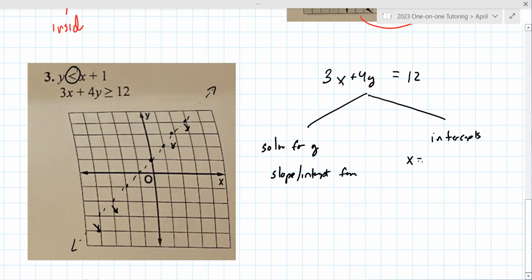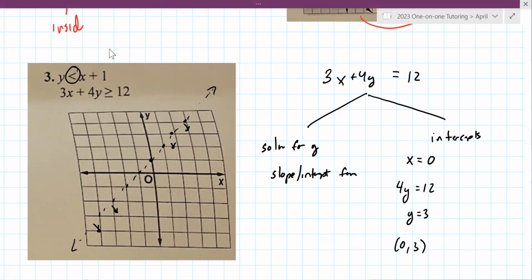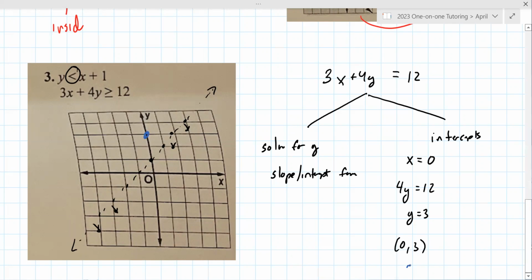All right. So the first thing you're going to do is set x equals 0. So when you set x equals 0 in this equation, do you agree that the 3x goes away? 3 times 0 is 0. So it's just 4y equals 12, y equals 3. So that's a point. That's 0, 3. Okay, that's that point right there.